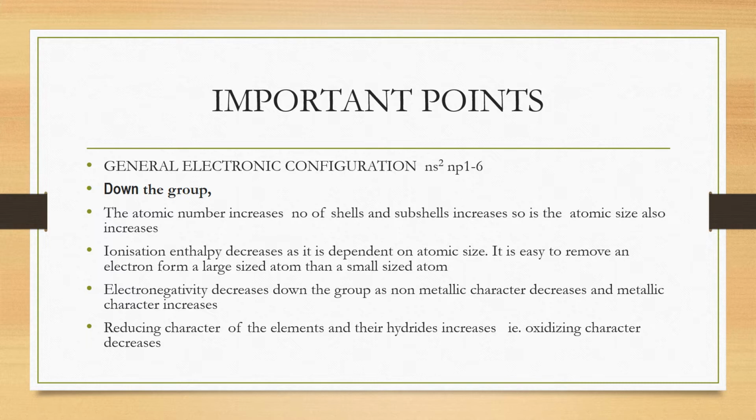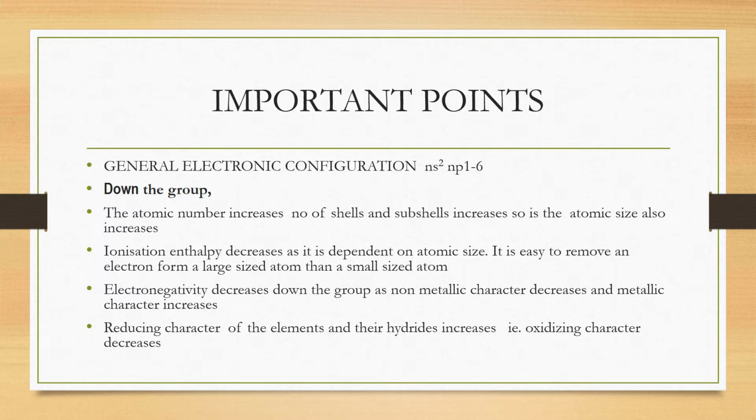ns2 np1 to 6. Down the group, the atomic number increases, so the number of shells and subshells increases. So the atomic size also keeps on increasing. Ionization enthalpy is dependent on atomic size. As a result, the atomic radii increases and so the ionization enthalpy decreases. It is easy to remove an electron from a large size atom than a small size atom.